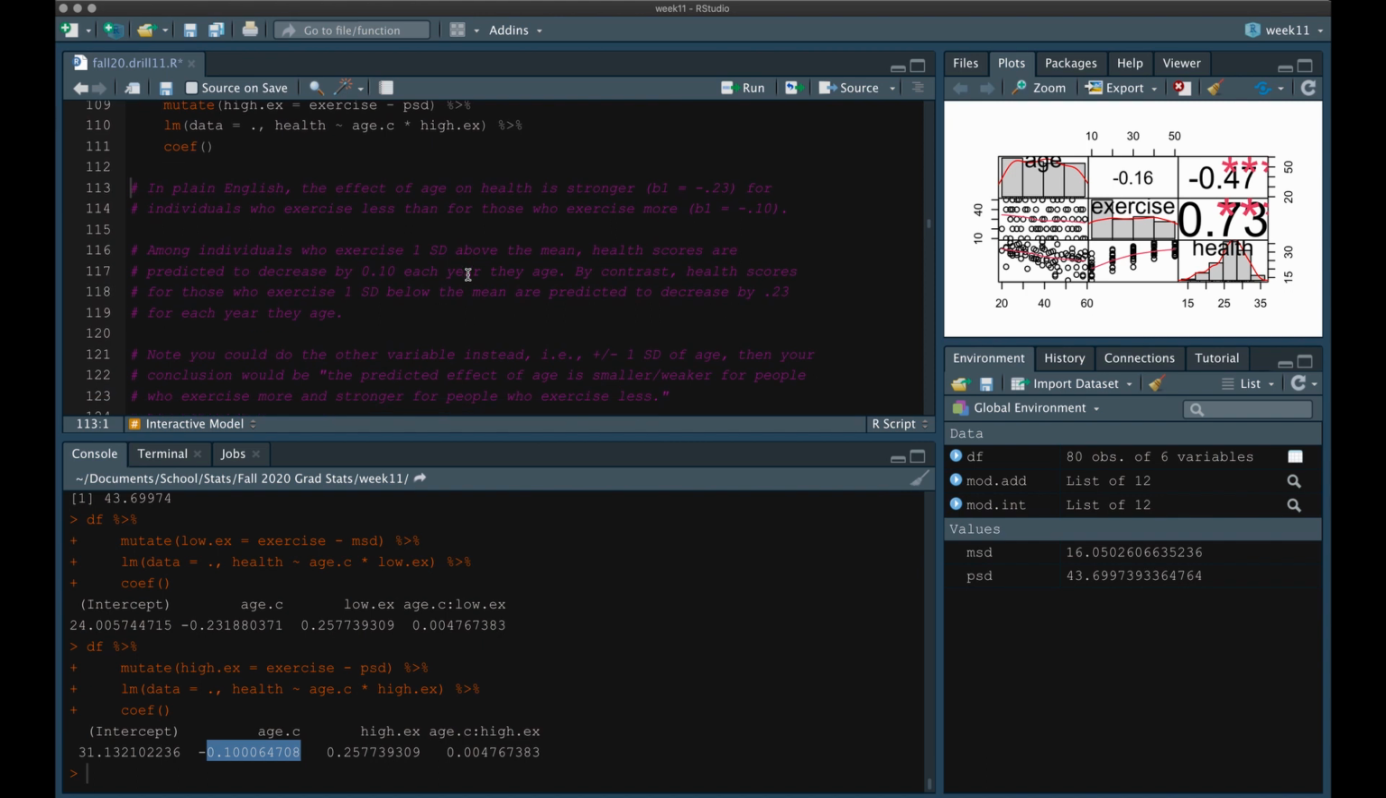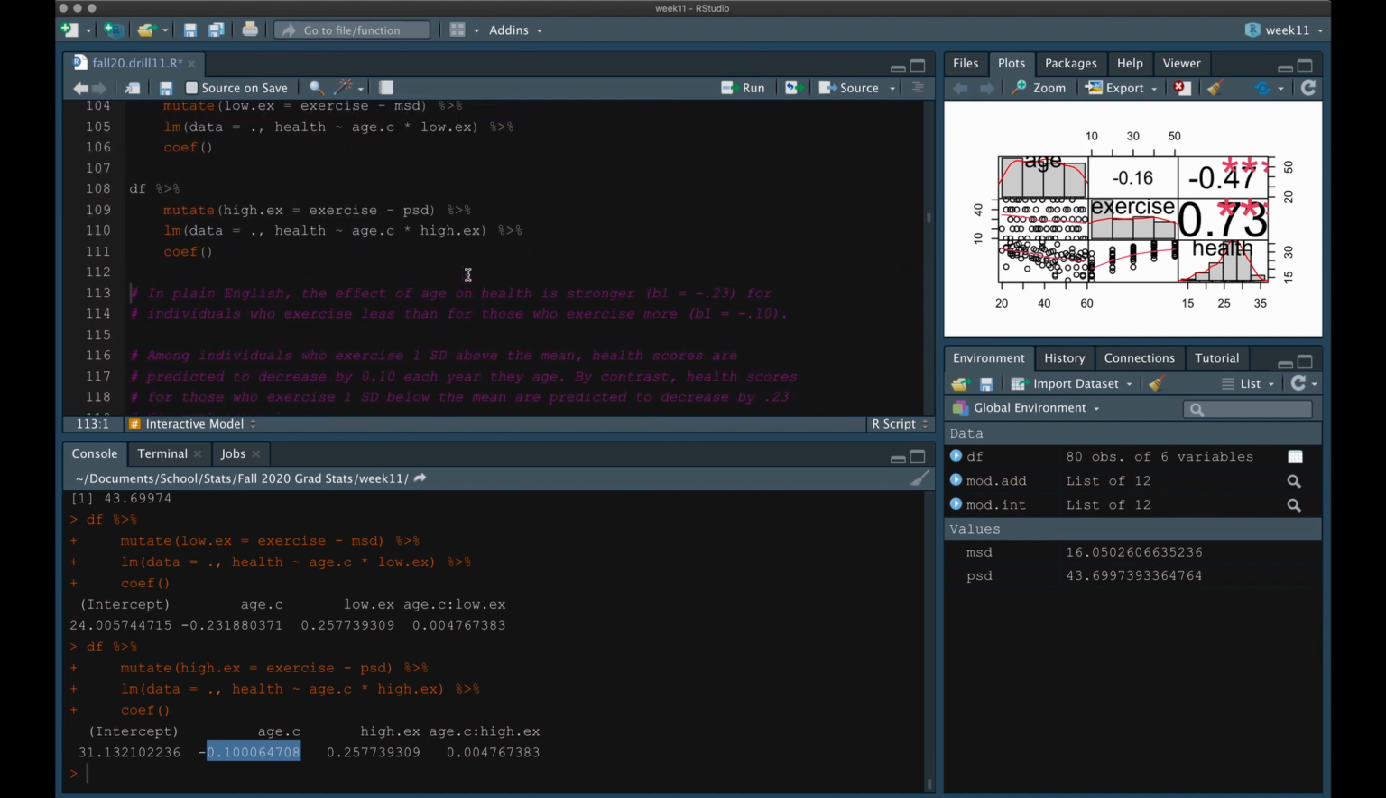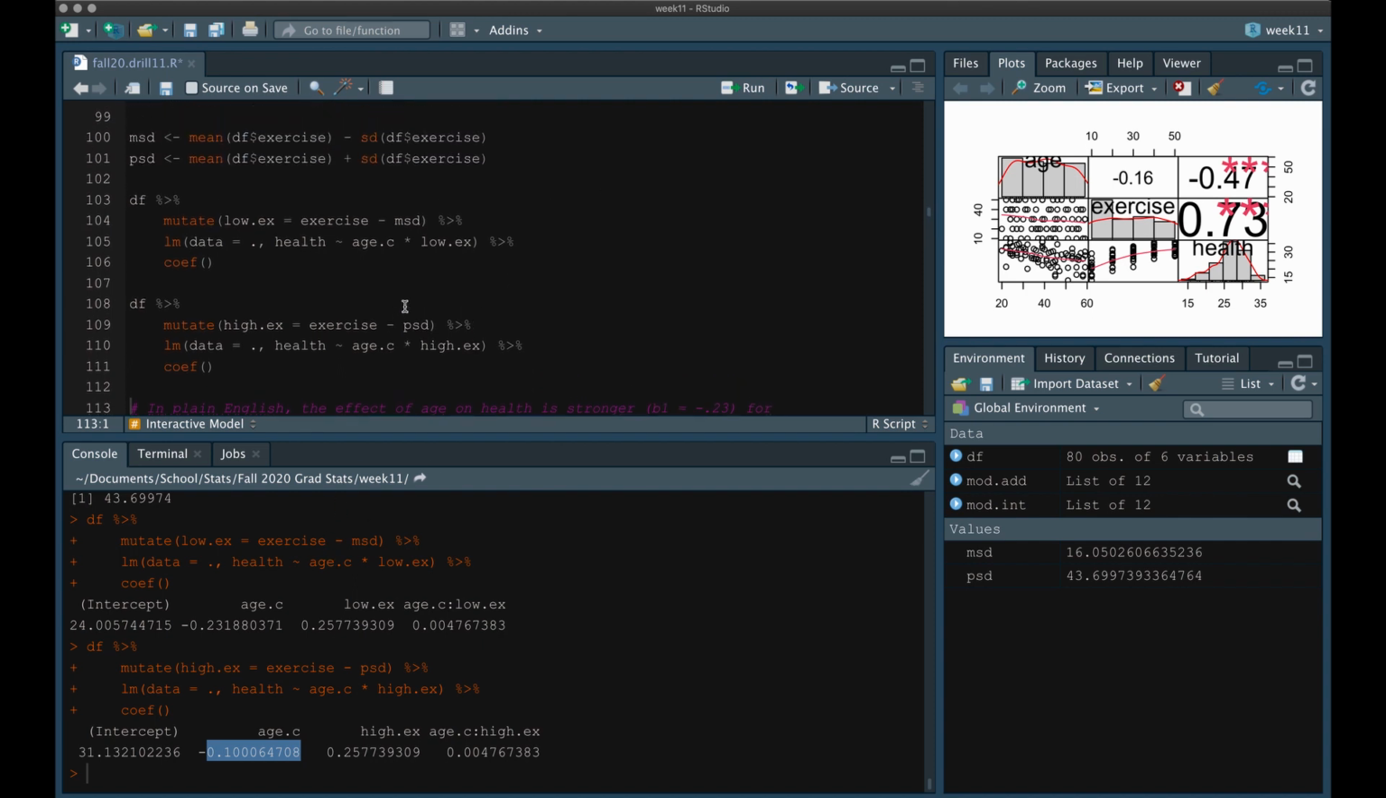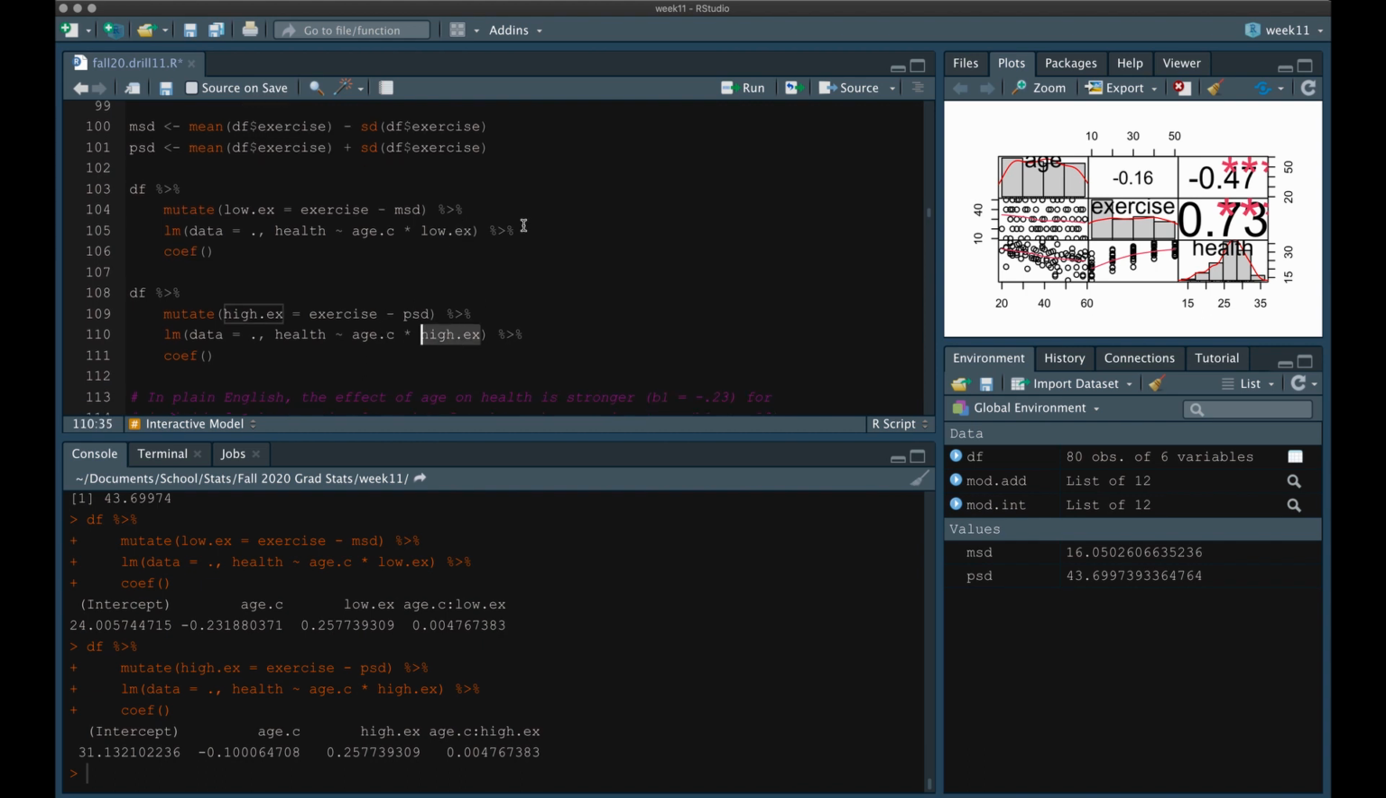You could do this the other way too. That's something I want to note in these models. The way that you break it down just depends on which is more interpretively important or interesting to you, because you could have done this the other way. Instead of plus and minus one standard deviation of exercise, I could have done plus and minus one standard deviation of age and held exercise constant at its mean, centered. And said high age, the interaction of high age and average exercise, and low age and average exercise.